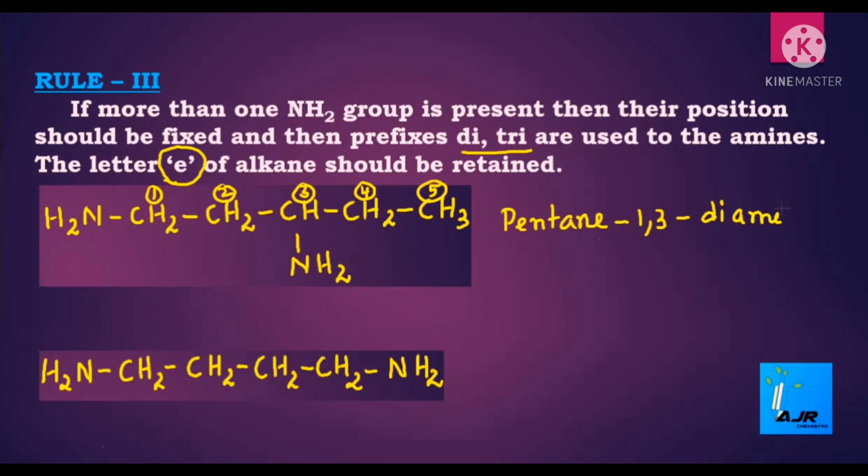Diamine. Okay, diamine. So this is the name of the compound. Now name the next compound. How many amino groups are there? Two amino groups, is it not? Two amino groups are here.